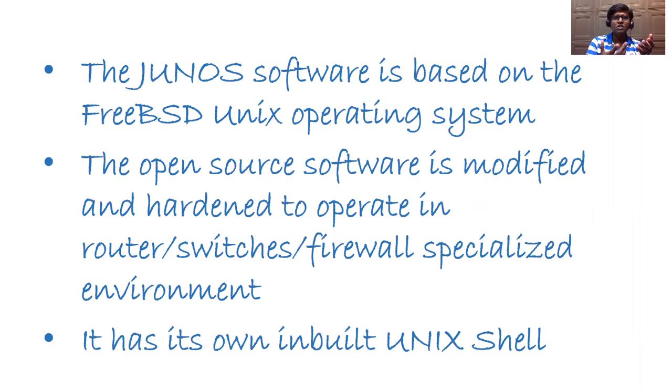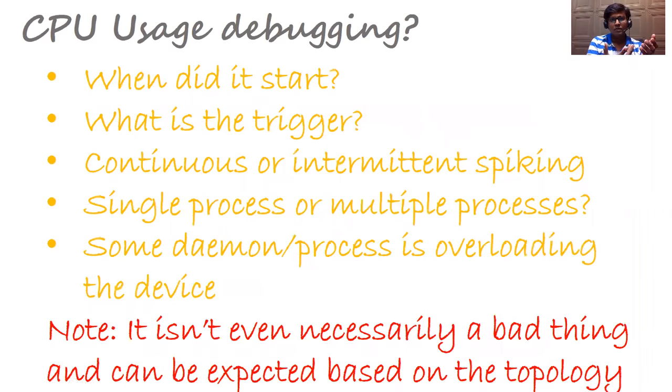There are different resources in the box which we are keen to monitor from an operations point of view, and CPU is one such resource which is very valuable for the box. Whenever we find the CPU of the box is being used on the higher side, we start debugging it. What is this observation? Since when is this observation seen in the box? Was there any known trigger, like did we do any configuration change in this box? Or was there any other change which happened in the network which can influence this box?